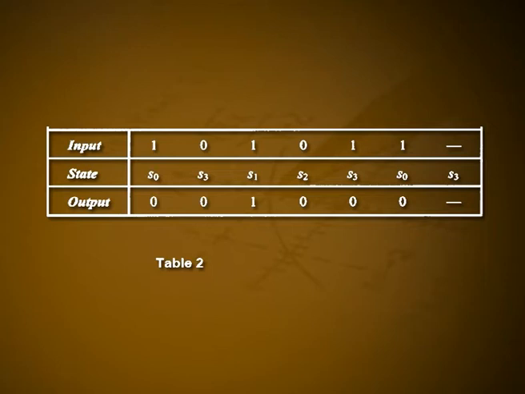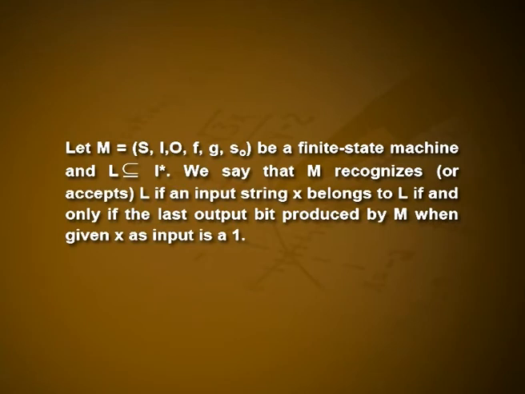So, in this table you can see the input string 101011 and corresponding output for each of the states S0, S1, S2 and S3. So, the output is 001000. So, next definition, let M equal to (S, I, O, f, g) be a finite state machine and L is a subset of I star. We say that M recognizes or accepts L if an input string x belongs to L if and only if the last output bit produced by M when given x as input is a 1.